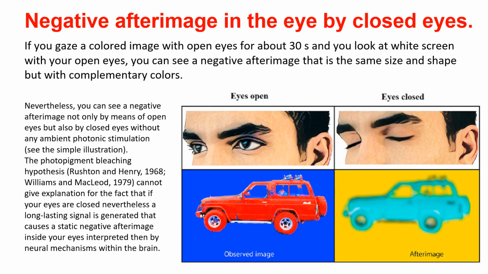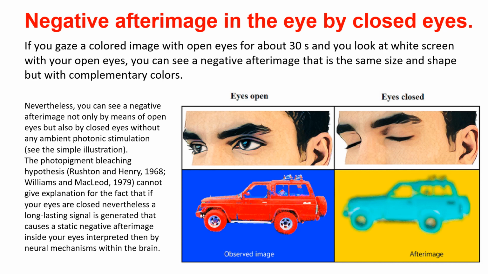Negative afterimage in the eye by closed eyes. If you gaze at a colored image with open eyes for about 30 seconds and you look at a white screen with your open eyes, you can see a negative afterimage that is the same size and shape but with complementary colors. Nevertheless, you can see a negative afterimage not only by means of open eyes but also by closed eyes without any ambient photonic stimulation.